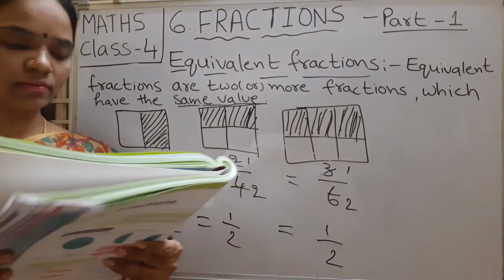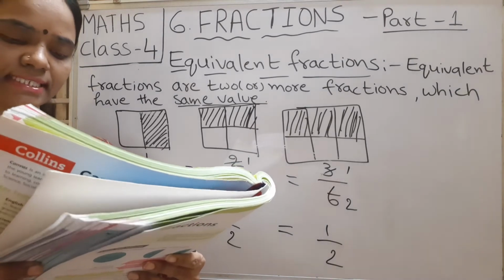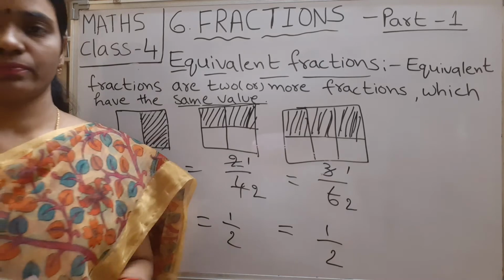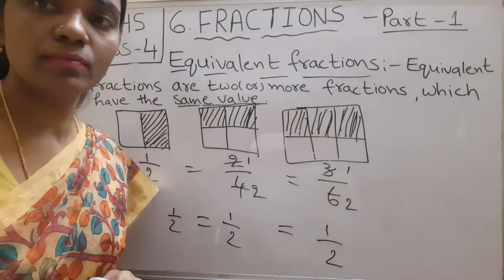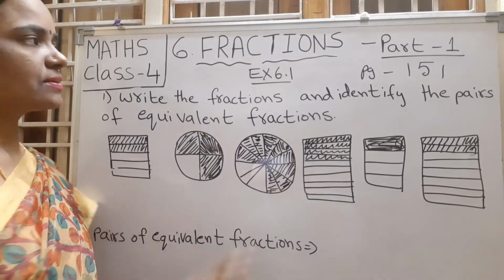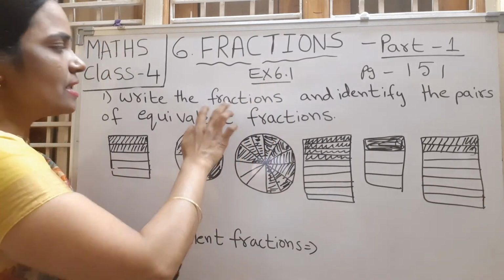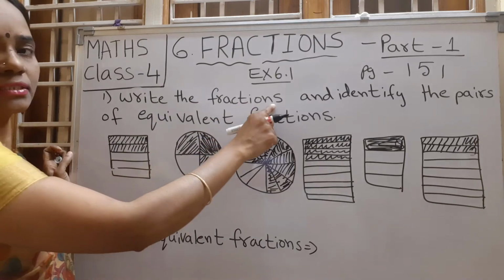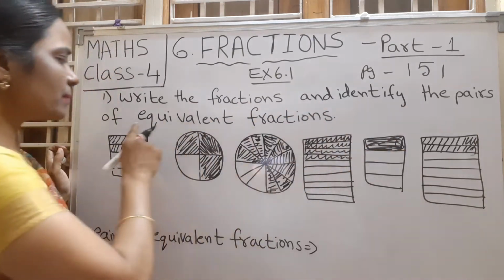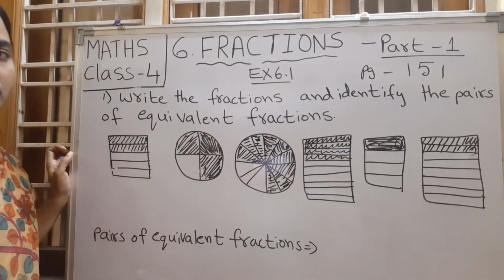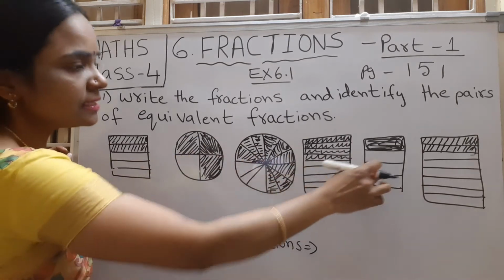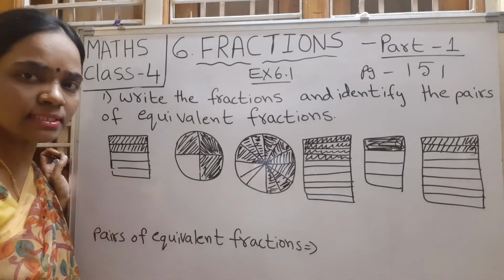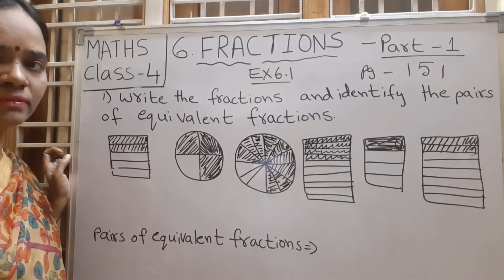Next, I want to take our textbook examples from exercise number 6.1, page number 151. Write the factors and identify the pairs of equivalent fractions. So here some shapes are given and some parts are colored. First write down the fractions for the colored pictures and identify the equivalent fractions.